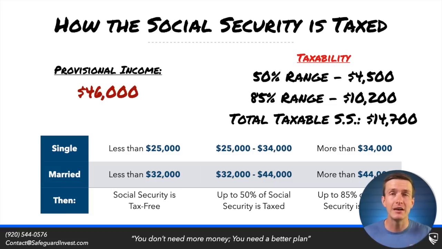Because there's $9,000 in this range, we would take $9,000 and multiply it by 50% for $4,500. Then $46,000 is $12,000 above the top $34,000 threshold, so we would take $12,000 and multiply it by 85%. Adding these two zones together, we would find what your taxable Social Security benefit is, which in this example is $14,700. Now pause the video momentarily and you'll see how we arrived at these numbers.